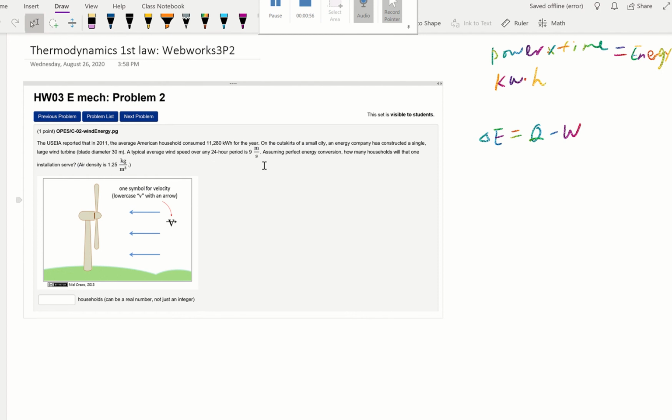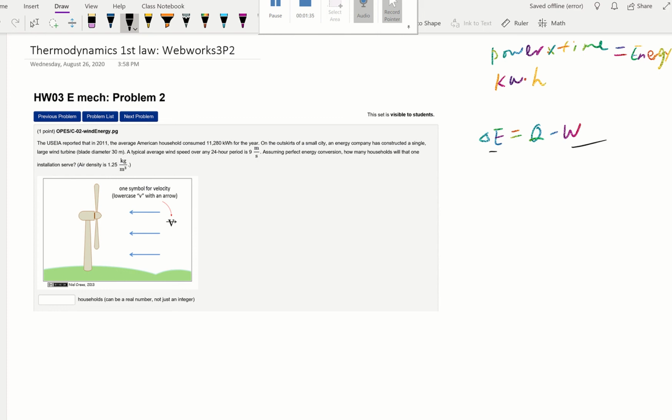Then they're asking, in a perfect energy conversion, which means complete 100% conversion, how many households can this one installation serve? This is a great question. Let's take a look. So what is the increase of the energy? For this situation, they consider that the house is going to completely get its energy from the wind turbine, so it's complete energy conversion.